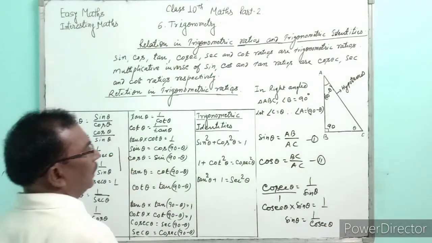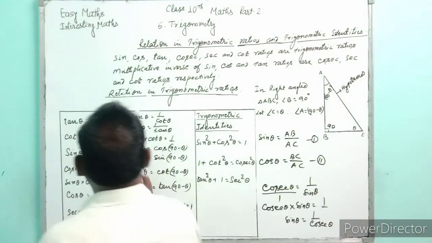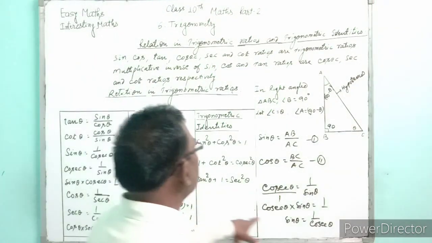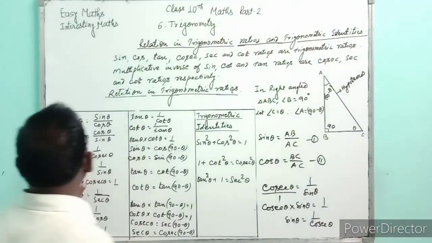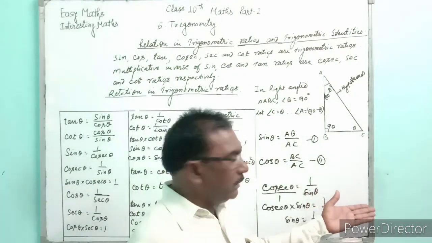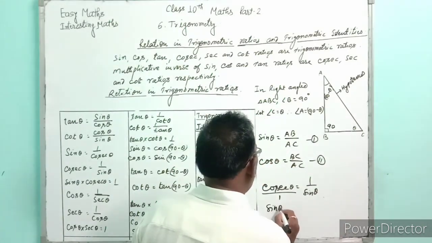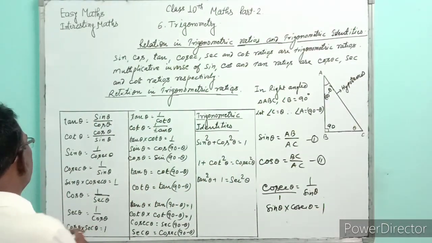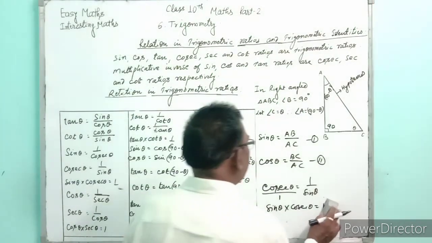So we have derived these two relations. Now sin theta into cosec theta is equal to 1, because cosec theta is the multiplicative inverse of sin theta. Therefore cosec theta is equal to 1 upon sin theta. If we cross multiply, then we will get sin theta into cosec theta is equal to 1. So up to this, your ideas are clear.